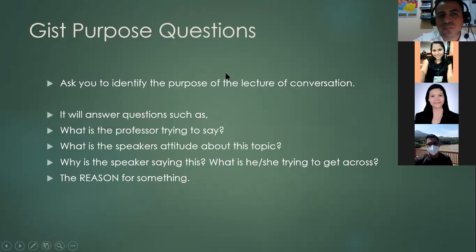So that's number one, gist content question. Let's look at number two, gist purpose questions. Gist purpose questions ask you to identify the purpose of the lecture. So una sería la main idea, right? La otra sería, ¿cuál es el propósito? Okay, why is it there? It will answer questions such as, what is the professor trying to say? What is the speaker's attitude about this topic? Why is the speaker saying this? What is he or she trying to get across?